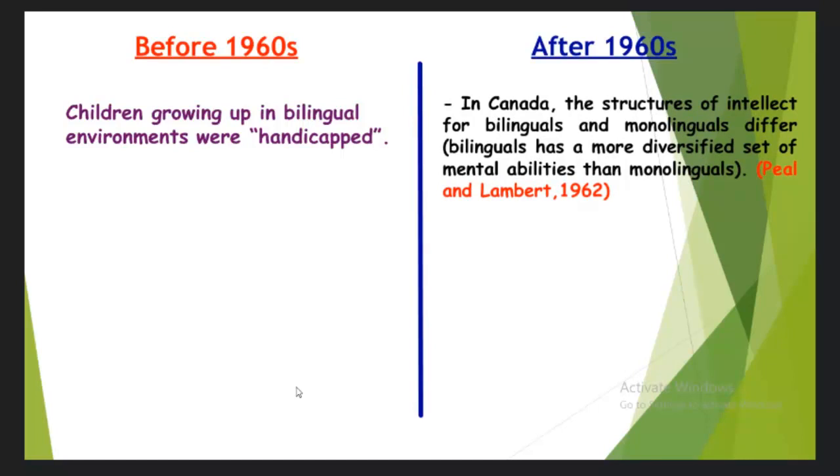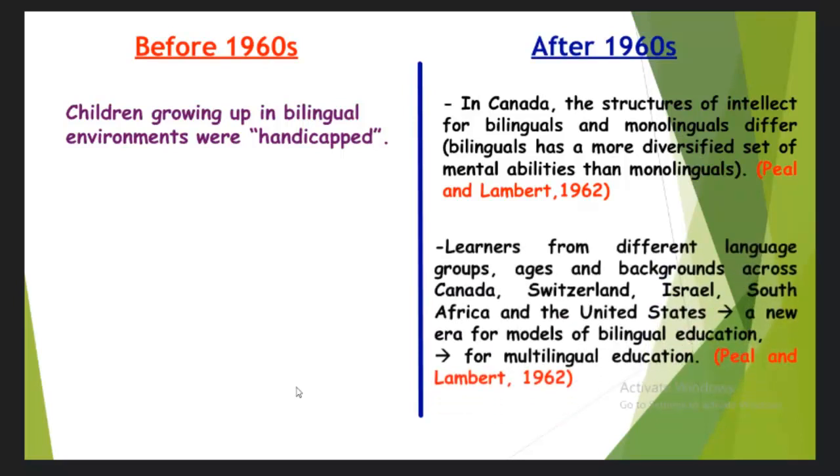For example, in Canada, those who are bilinguals are proven to have a more diversified set of mental abilities than monolinguals. And in other parts, learners of different groups, ages, or backgrounds across Canada, Switzerland, etc. are making efforts to rush into an era of bilingual education and then multilingual education.